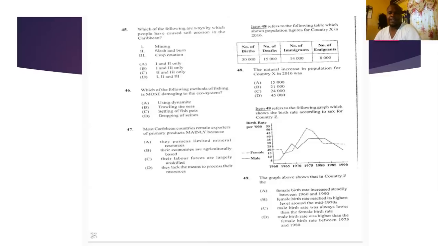A, female birth rate increased steadily between 1960 and 1990. B, female birth rate reached its highest level around the mid-1970s. C, male birth rate was always lower than the female birth rate. D, male birth rate was higher than the female birth rate between 1975 and 1980. The answer for number 49 is B. Female birth rate reached its highest level around the mid-1970s.